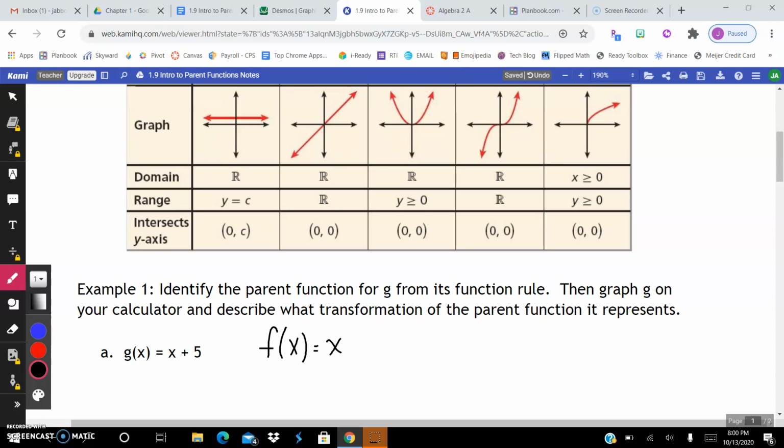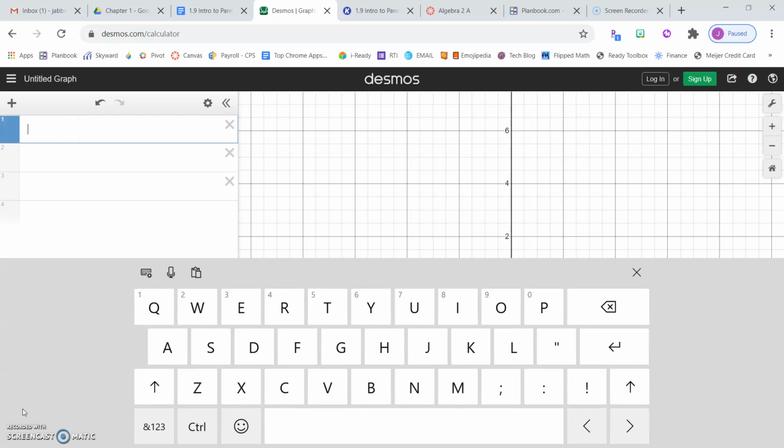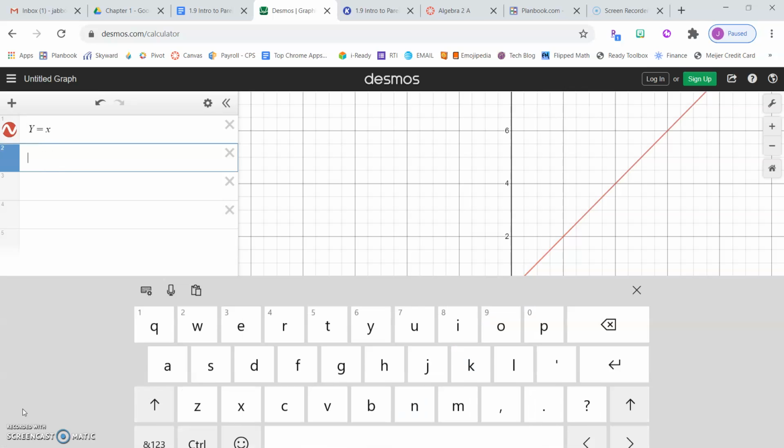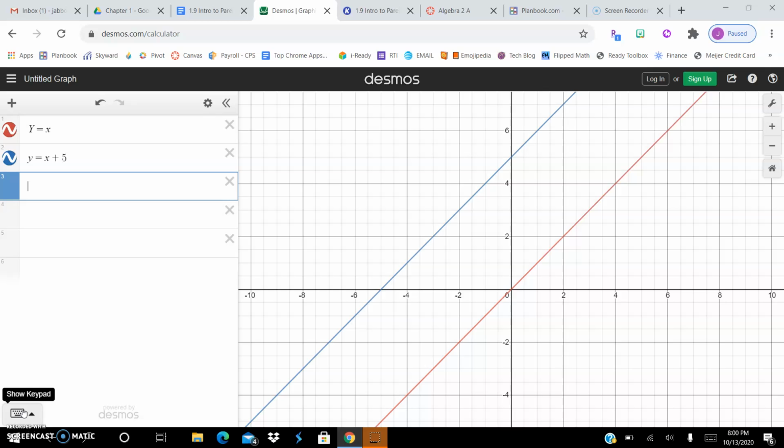Now graph this on our calculator and describe what transformation of the parent function it represents. So if I move over here, I'm going to type in on Desmos graphing calculator y equals x. And that's going to give us our parent function. And then for the second graph, I'm going to do y equals x plus 5. And that gives us the function that they gave us in the example. So the red is the parent function, the blue is our new function.